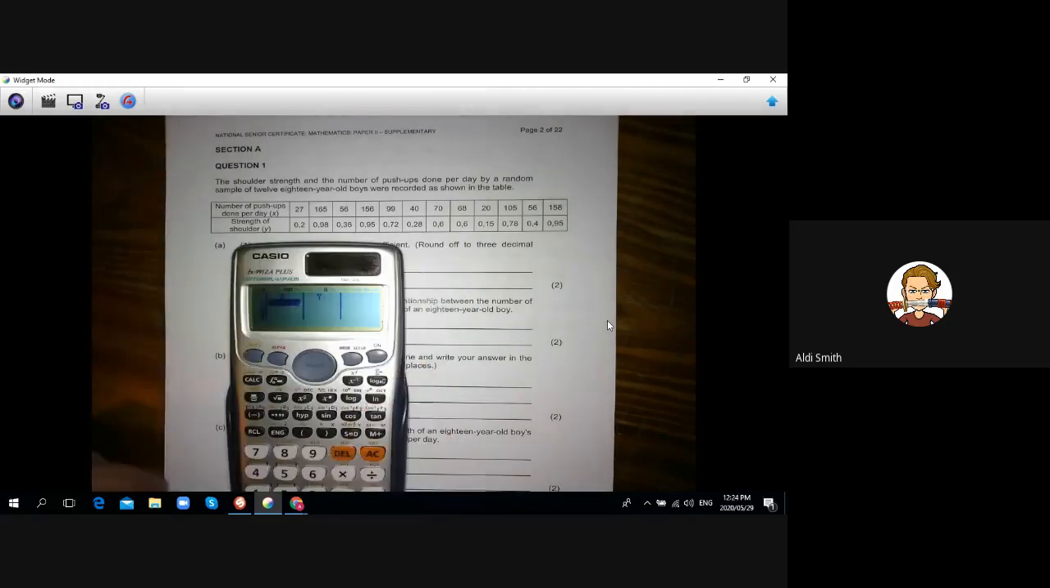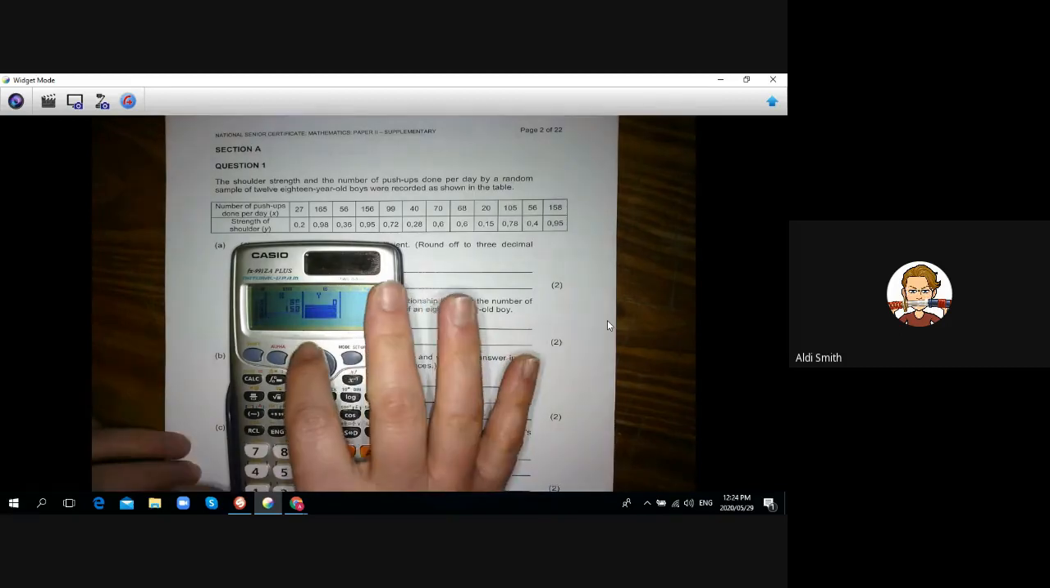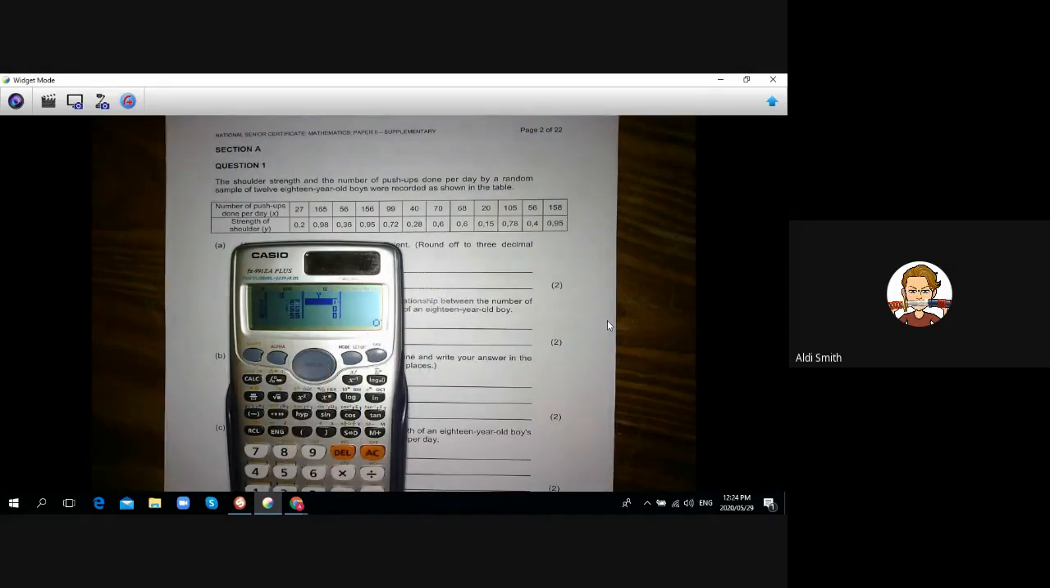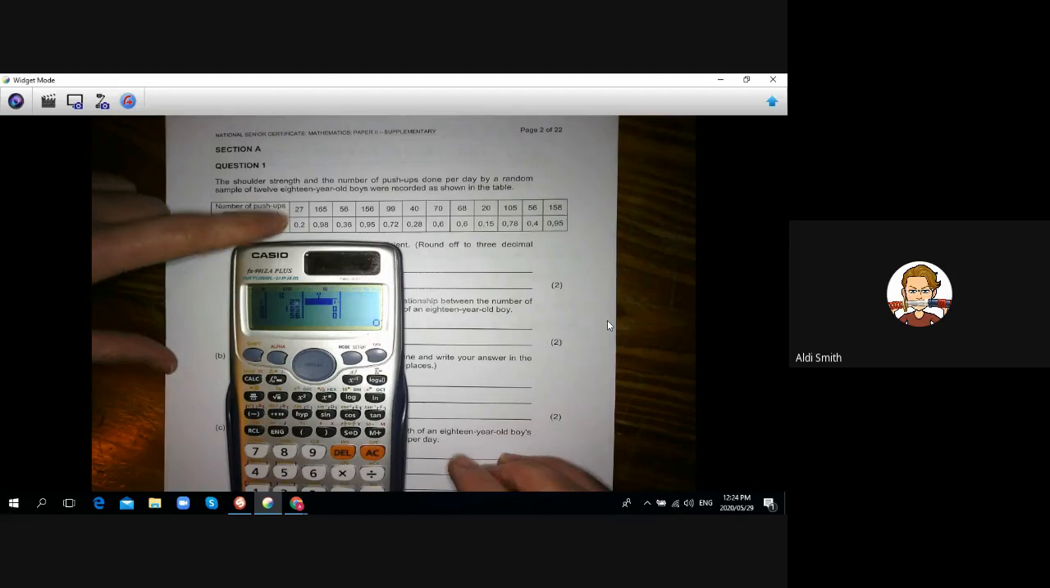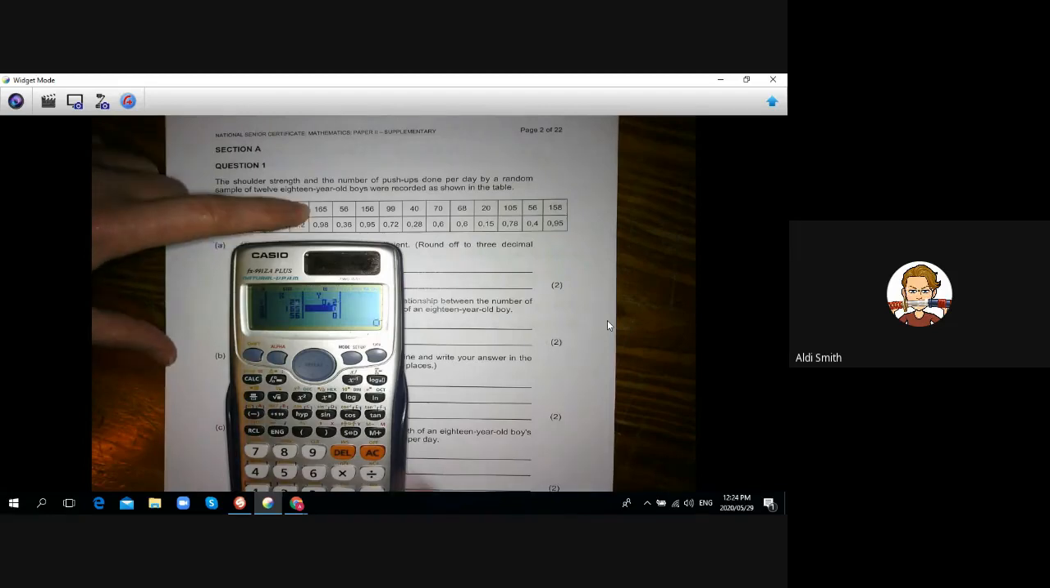So I'm just going to type these in, 27, 165, and then the nice thing is, if you type in the X values quite quickly, when you type in the Y values, you can actually check the X values because you have to check that they correspond anyway. So you can check 27, check, so that's going to be 0.2. The next one, 165, check, so that's going to be 0.98.